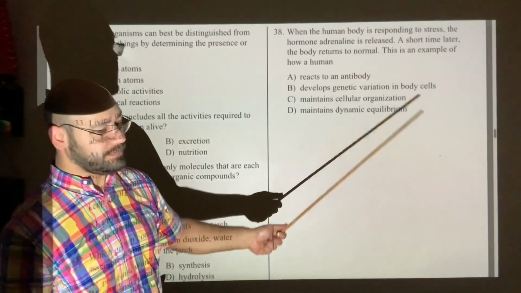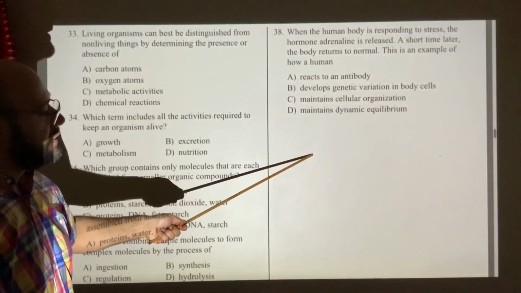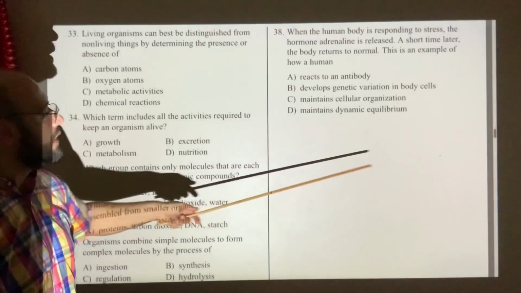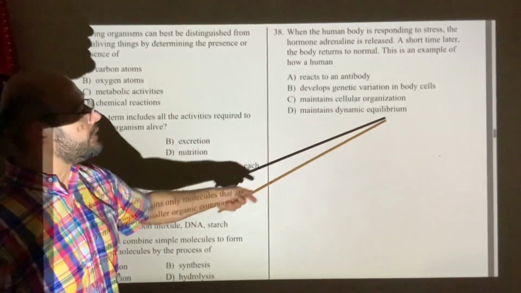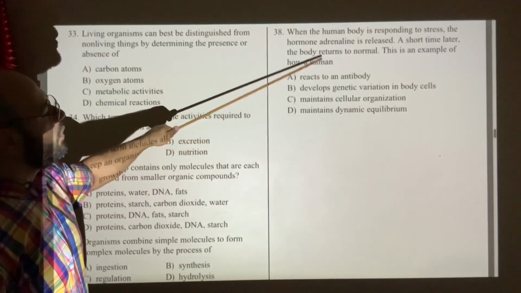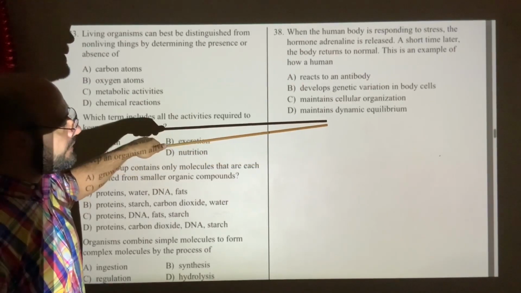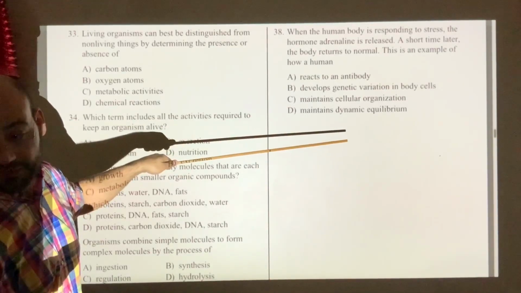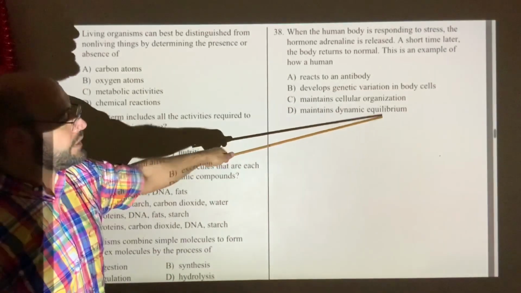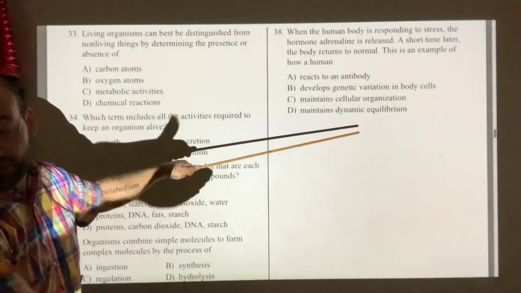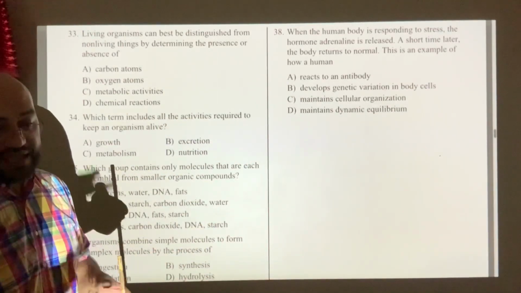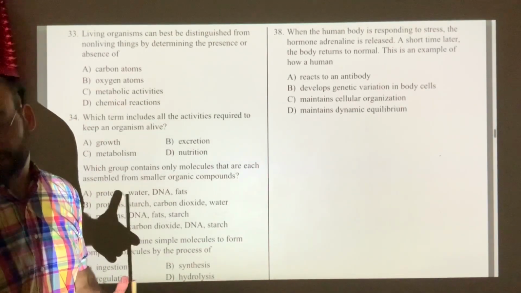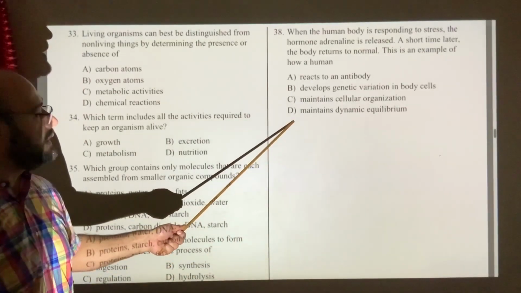How about this? Maintains dynamic equilibrium. If you draw a line, that's static right there. That's like no pulse. Dynamic is this, going up and down, that's dynamic. So what that means is when a human body hits the stress, adrenaline kicks in and goes up too. The more stress, the more adrenaline, right? That's dynamic. Equilibrium, it tries to balance, it counters. It tries to counter the effect of stress. It tries to negate the effect of stress. That's the equilibrium. Okay? So D is definitely your correct answer here in this case.